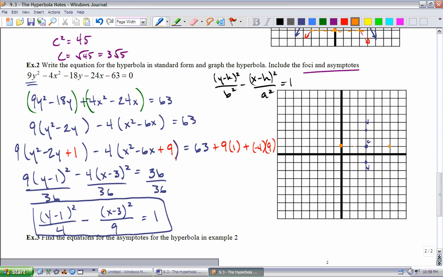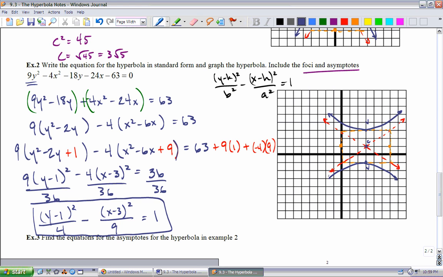Okay. We use those values to draw in our box here. We draw in our box to draw in our asymptotes. Okay, and from there we can draw in our hyperbola. In this case it's opening up because y came first.